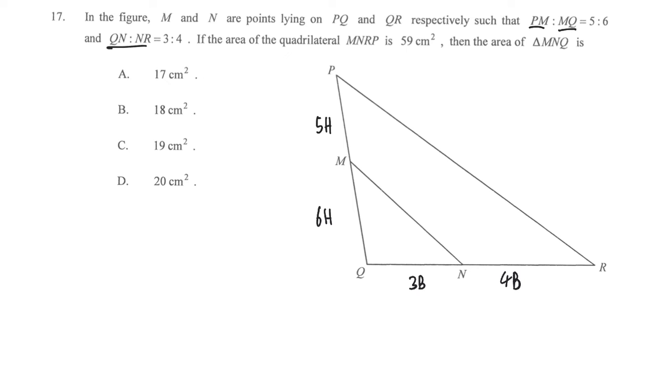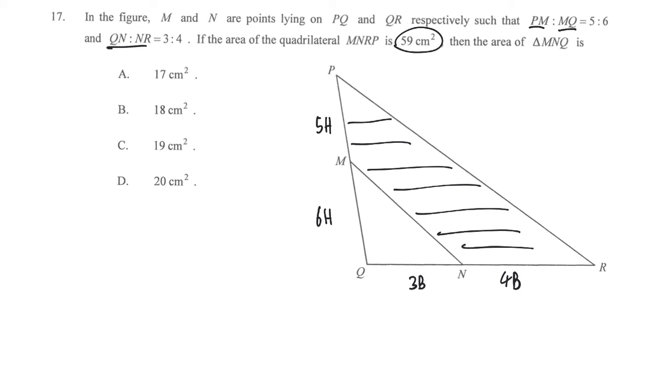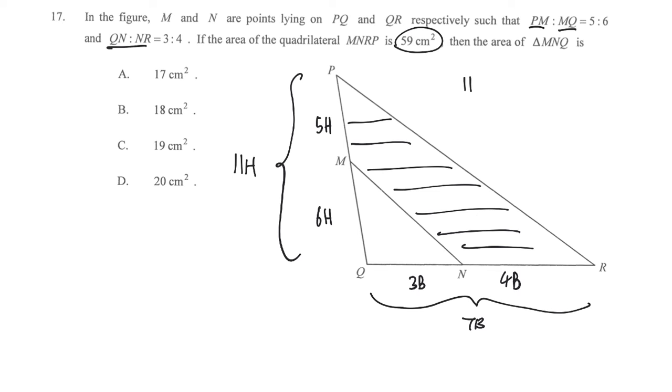Okay, and now because you asked, the information given is that they gave you that this is 59 right there. Okay, so to get that area, you have to basically get the big triangle and subtract the small triangle. So the big triangle has a complete height of 11H and then the complete base of 7B. So in that case, it is 11H times 7B, base times height, divided by 2. So that's the area of the big triangle, taking away the small one.